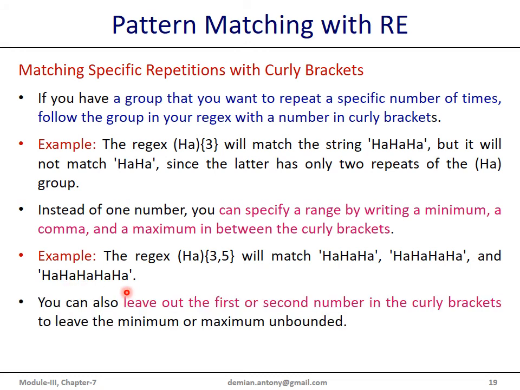You can also leave out the first or the second number within the curly braces, the lower bound or the upper bound. You cannot omit both, but you can omit either one. If you omit the lower bound, it means 0 up to the maximum repetition, and if you omit the upper bound, it becomes the repetitions from the minimum number till an unbounded maximum. There is no boundary. Let us take up the example next.